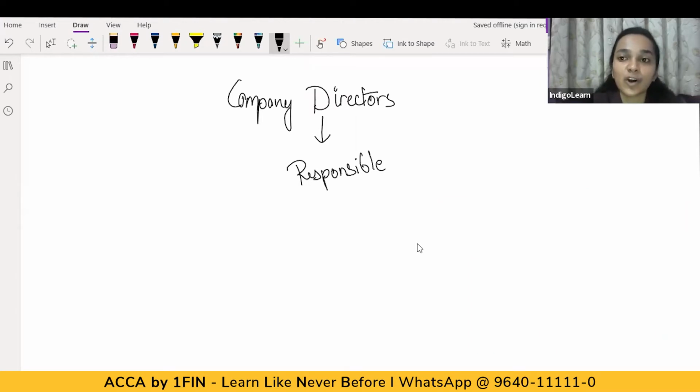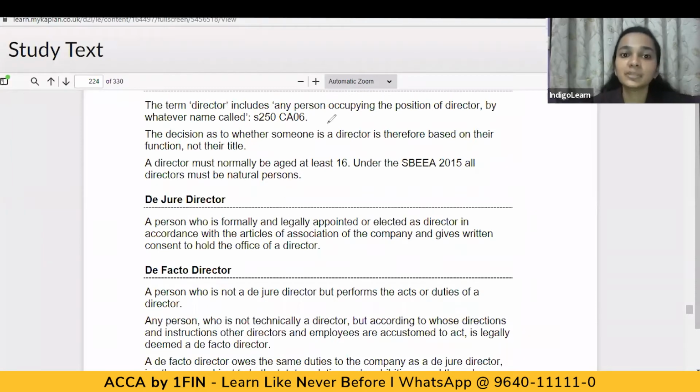Now, when we talk of directors, there are different types of directors in place. But before we talk of the different types of directors, let's understand the definition of director. The term director includes any person occupying the position of director by whatever name called. So the definition is very simple. It says any person who is occupying the position of the director is a director.